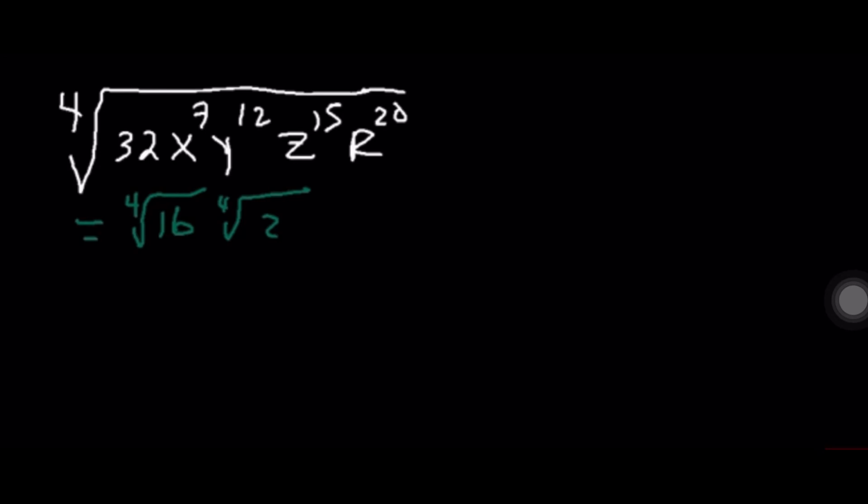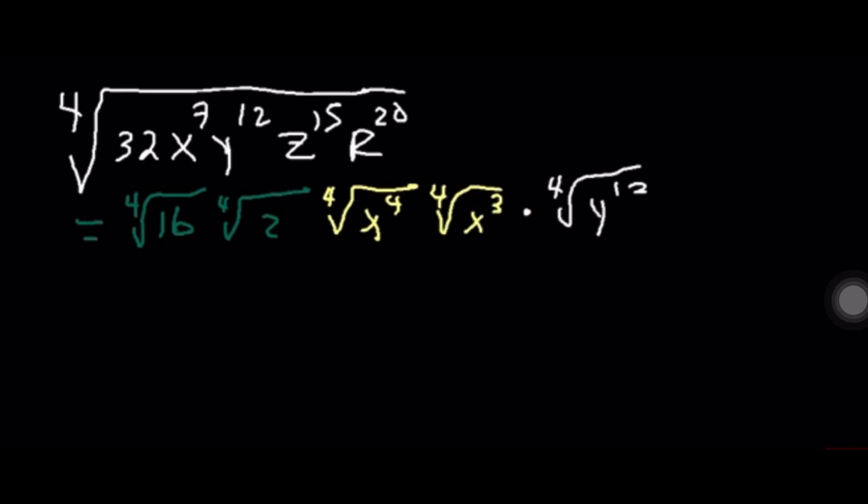Now 4 doesn't go into 7. 4 goes into 4, and 4 plus 3 is 7. So we're going to write it as x to the 4th times x to the 3rd. 4 goes into 12, so we're just going to rewrite it as that. 4 doesn't go into 15. The highest number that it goes closest to 15 is 12. So we're going to write it as z to the 12 times the fourth root of z to the third, because 12 and 3 is 15. Now 4 does go into 20, so we're just going to leave this alone.